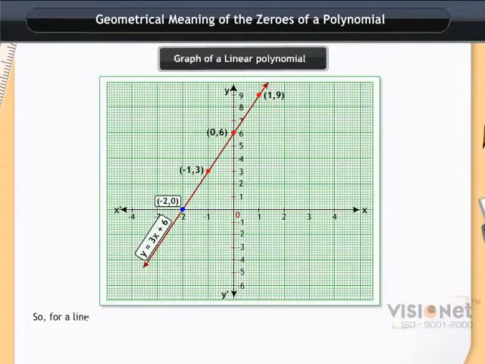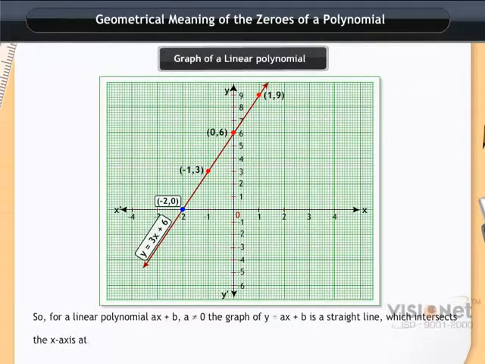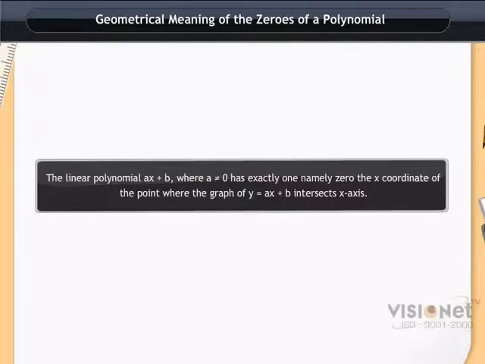So, for a linear polynomial ax plus b, where a is not equal to 0, the graph of y is equal to ax plus b is a straight line which intersects the x-axis at exactly one point, namely -b by a, 0. Hence the linear polynomial ax plus b, where a is not equal to 0, has exactly one zero, namely the x-coordinate of the point where the graph of y is equal to ax plus b intersects the x-axis.